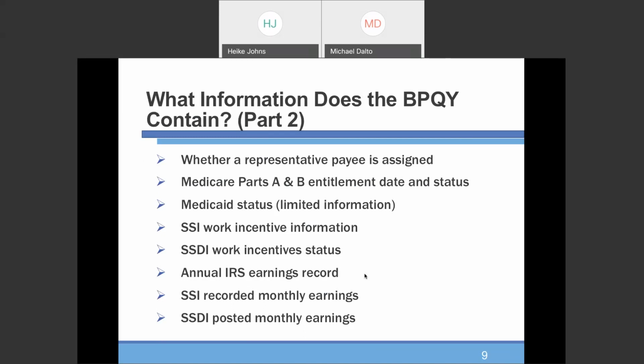It has the annual IRS earnings record. IRS provides annual earnings information to Social Security after the end of each calendar year, usually by sometime in the spring. SSI recorded monthly earnings. This is if the individual receives SSI and has reported their earnings to Social Security. And SSDI posted monthly earnings. This is if the person gets a Title II disability benefit and has reported their earnings.